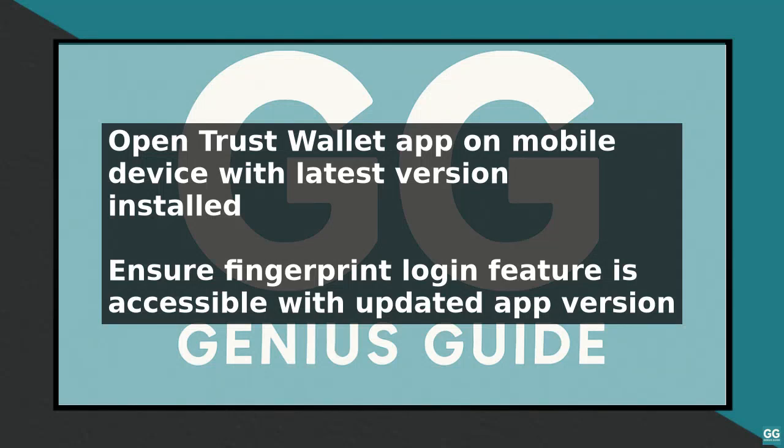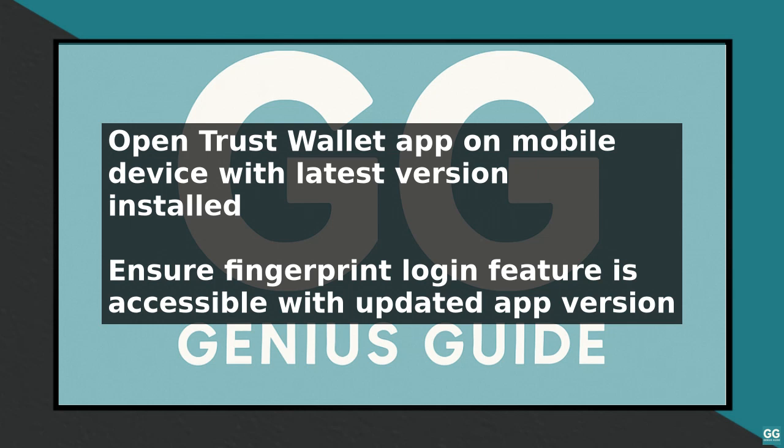To add Trust Wallet Fingerprint Login, start by opening the Trust Wallet app on your mobile device. Ensure you have the latest version of the app installed to access the fingerprint login feature. Next, navigate to the Settings section of the app, usually found in the bottom right corner or by tapping the three lines in the top left corner.